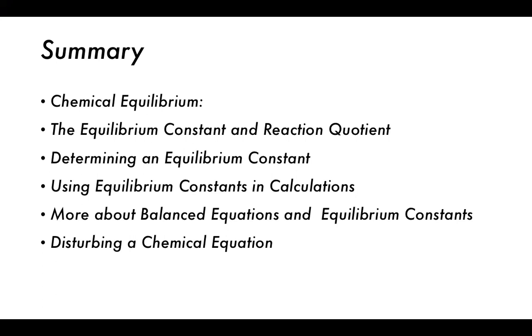So in summary then, we have talked about the chemical equilibrium, the equilibrium constant and reaction quotient. We have talked about determining an equilibrium constant. We have looked at using equilibrium constants in calculations. We've learned more about balanced equations and equilibrium constants. We've looked at reaction tables. We've looked at how those can be used. We have looked to find other concentrations, to find Kc values. And we've looked at disturbing a chemical equilibrium. And we've even looked at an industrial example, which shows you the power of chemical equilibria and why it's important to learn about these.